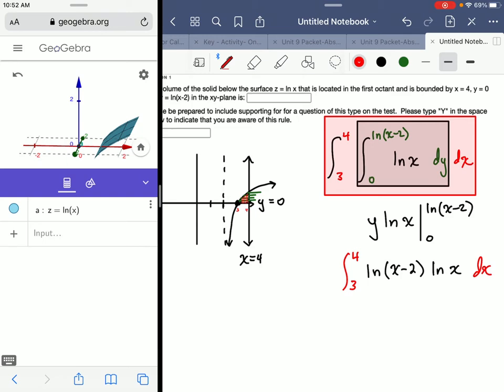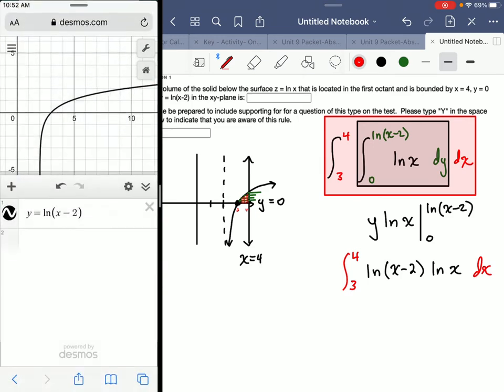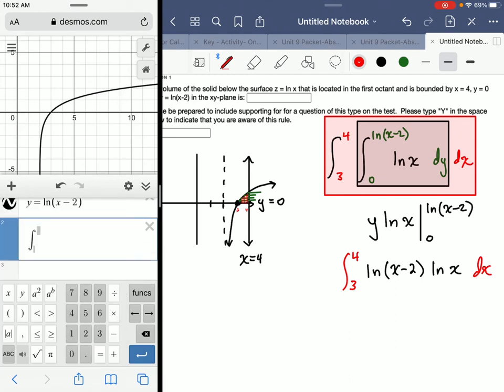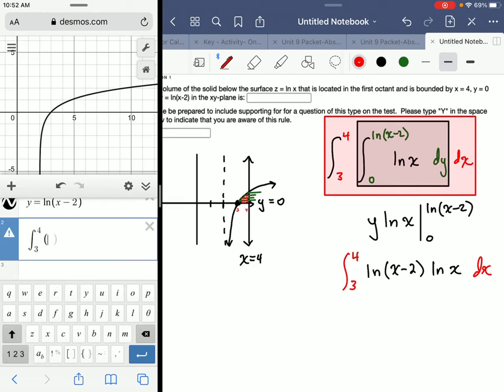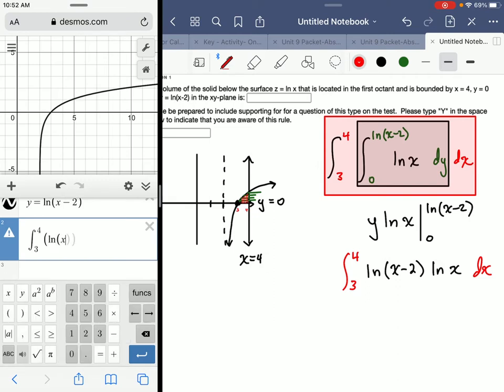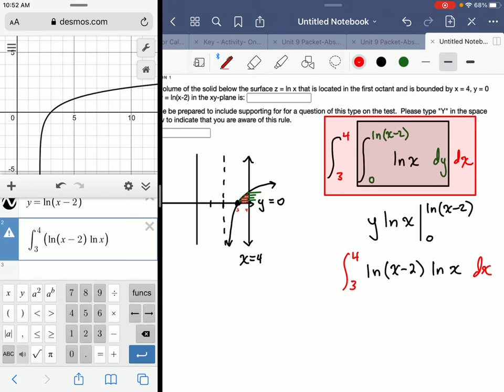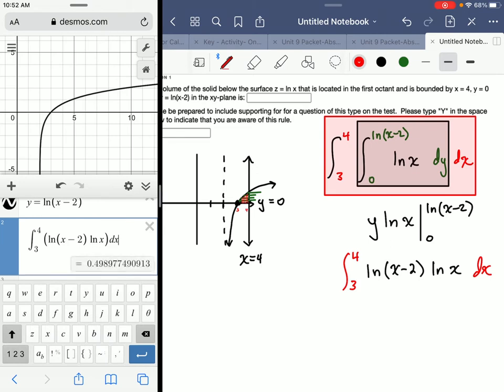Now, if I had to do that by hand, it might be a little bit of a ride, but we don't, because I can just pop this right on in. All right, so miscellaneous, going from 3 to 4, natural log x minus 2, close it up, throw a multiplication symbol in there if you want, but I'm just going to write ln of x, close it up, and a nice dx off at the end, and we're looking at approximately 0.499.